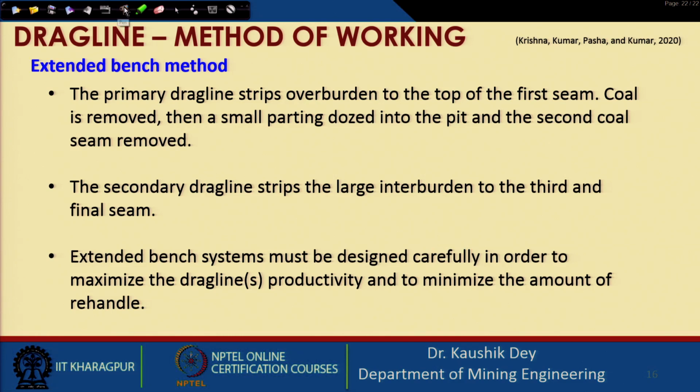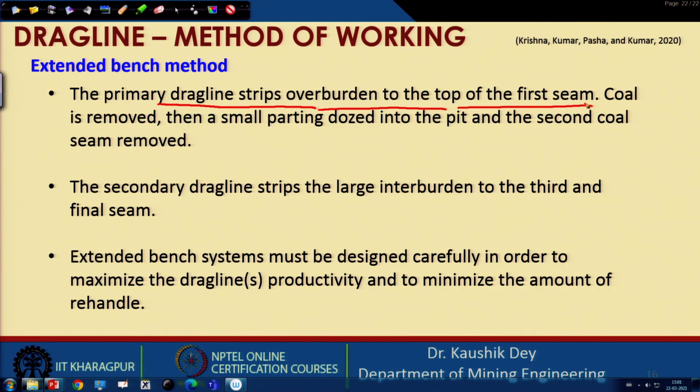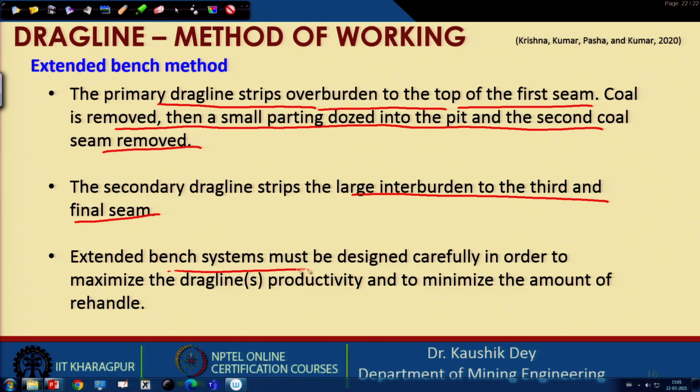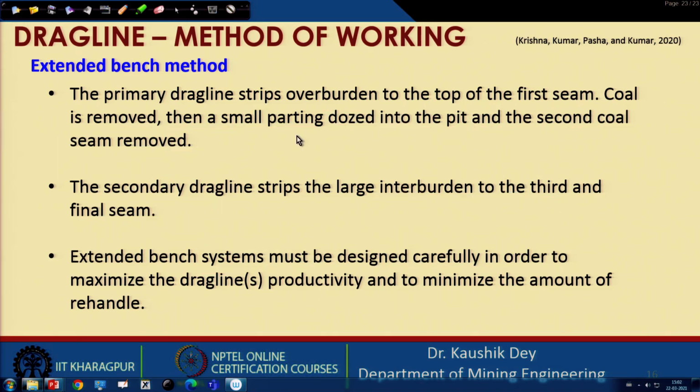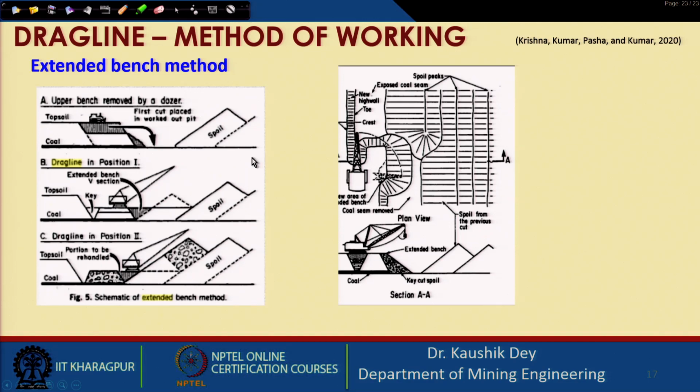If two draglines are used, the first dragline strips the overburden from the top of the first seam and the coal is removed, then a small portion is dozed to the pit and the second coal seam is removed. The secondary dragline strips the large interburden to the third and final seam, which is removed. The extended bench system must be designed carefully in order to maximize dragline productivity. Now, let us look into the detailed features of this.